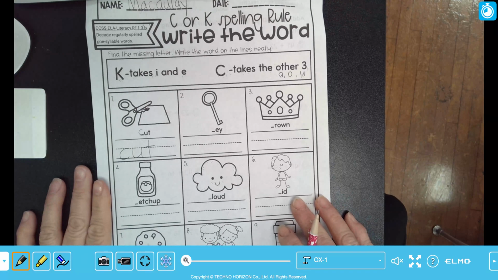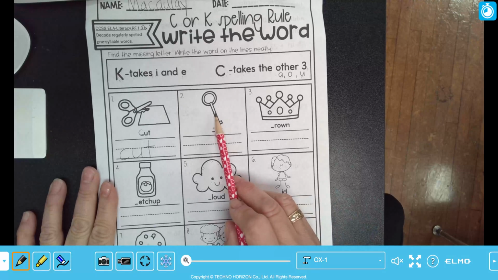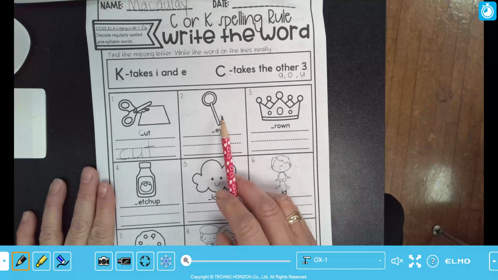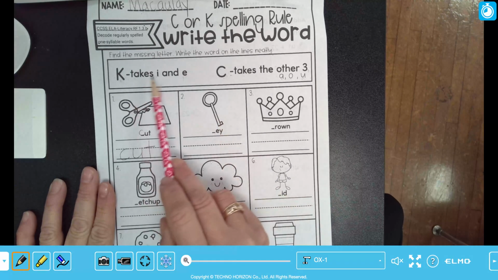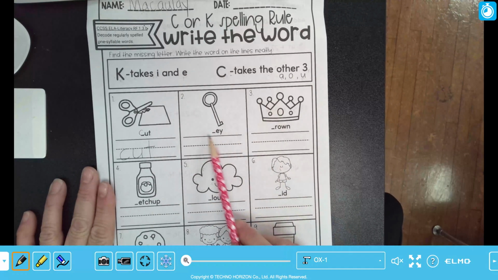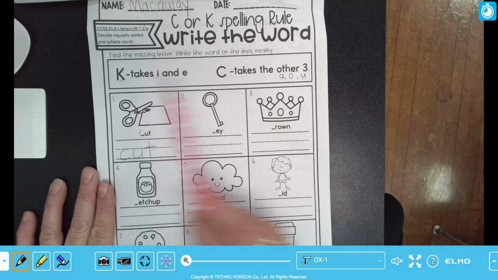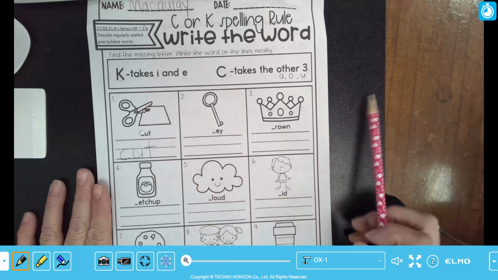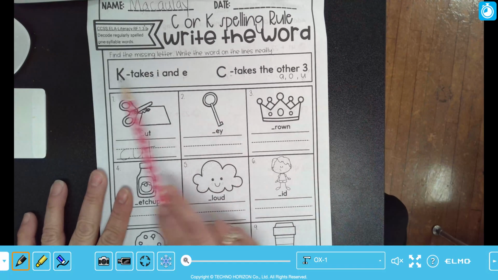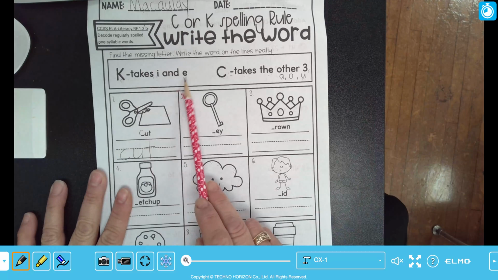Okay, so now we're going to move on to this word. This is obviously a key. Can you say key? Okay. So say K takes I and E. C takes the other three. So after the K sound, there's an E sound, right? So should this word begin with a K or should it begin with a C? It should begin with a K because K takes I and E right there.